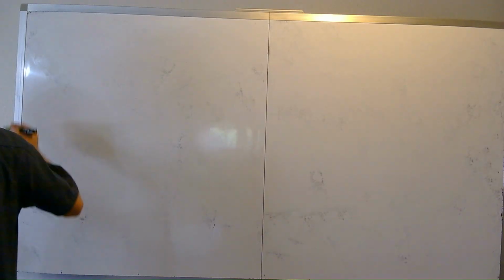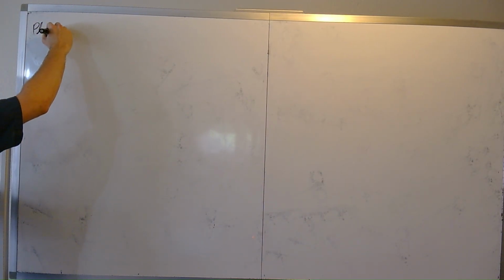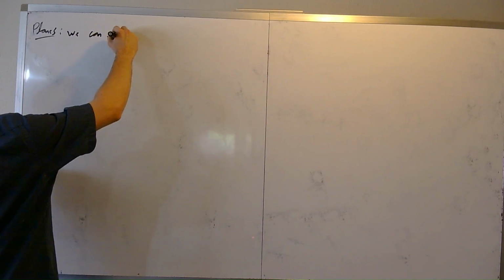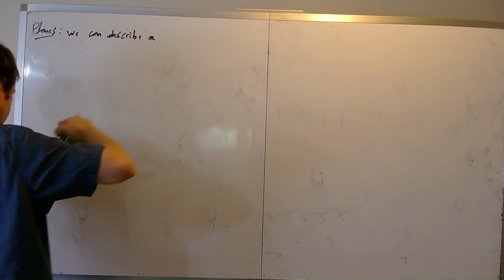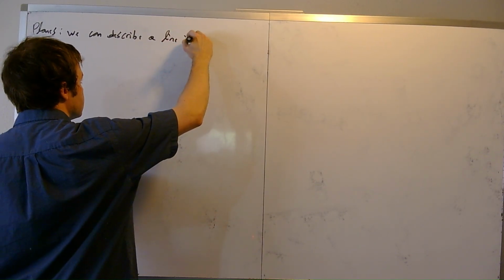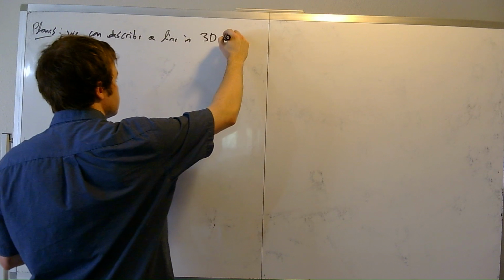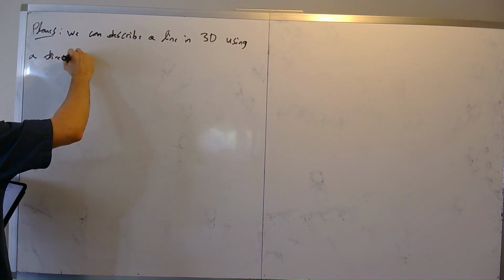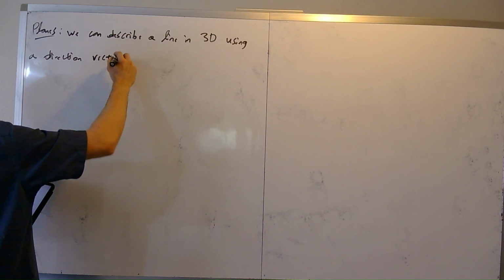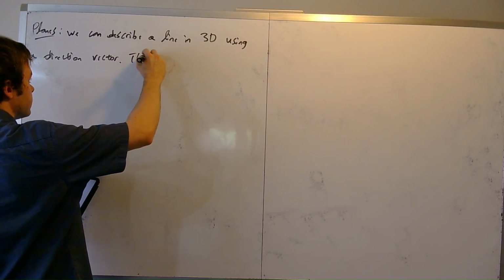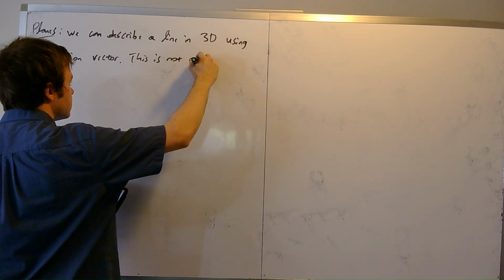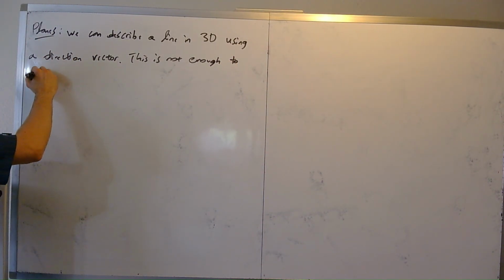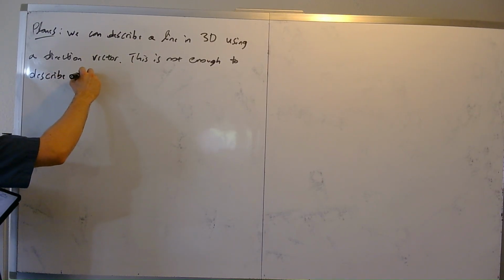So for planes, what we can say is we can describe a line in 3 dimensions using a direction vector, but this is not enough to describe a plane.